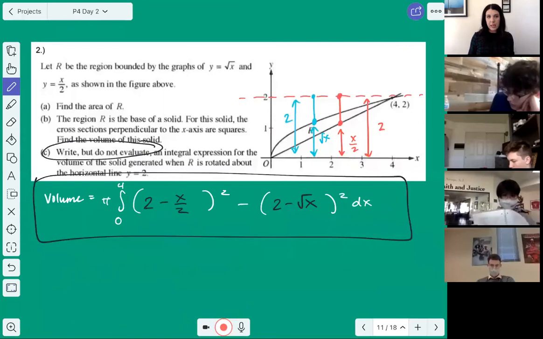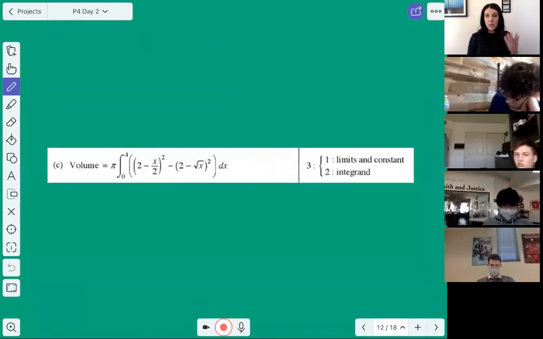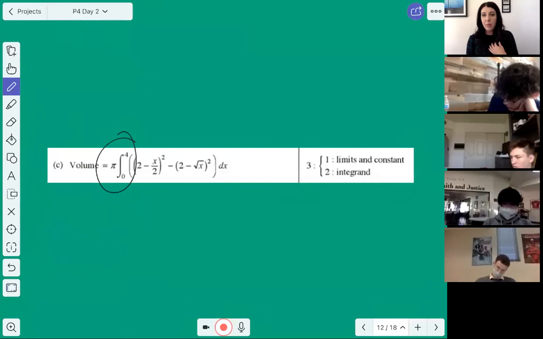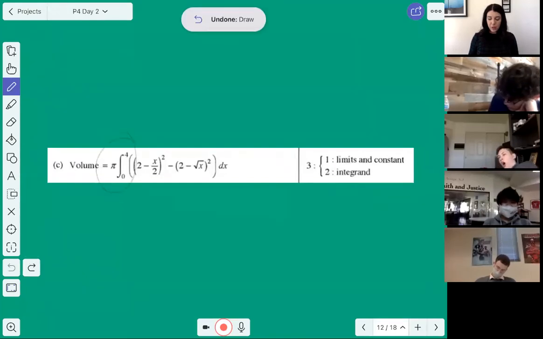Okay, let's go through the points here. Volume equals, this is all they have written. First point comes from the limits and the constant. Again, you've got to have that pi. If you forgot pi, 0 points. That's why I always recommend setting up the bones first, because pi is part of those bones, which makes it easier to remember. Okay, that's the first point.